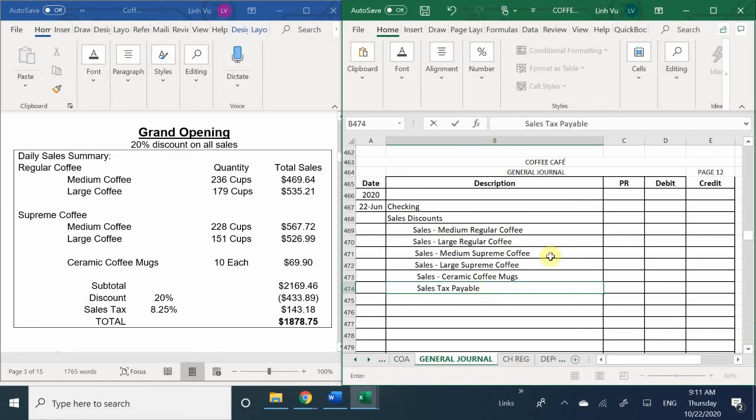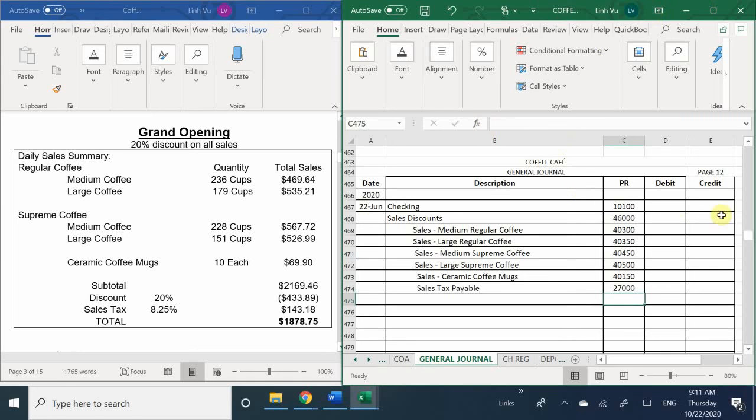Right? And then the post reference for checking is 10,100. For the sales discount it is 46,000. For the sales medium regular it is 40,300. The next one is 40,350, 40,450, 40,500, 40,150 and 27,000. Good.